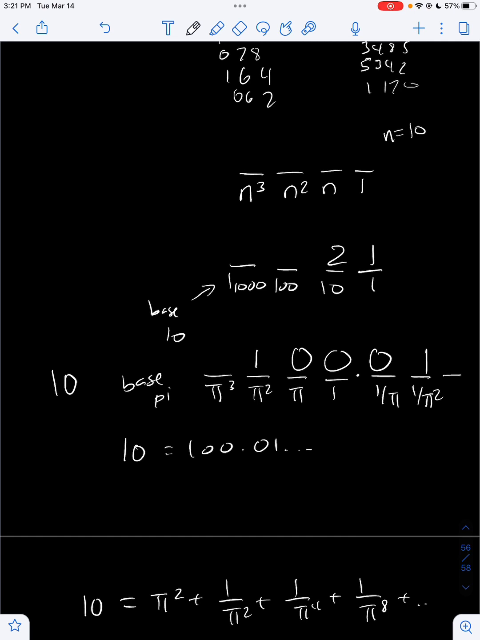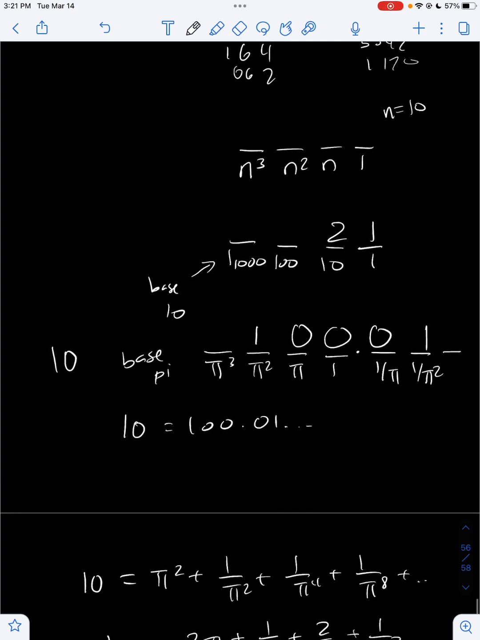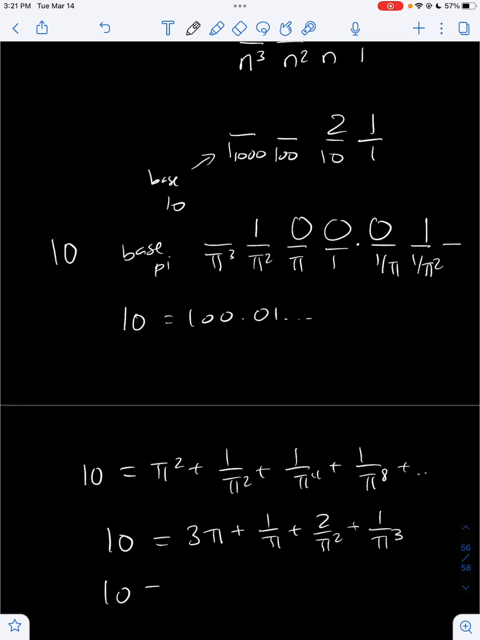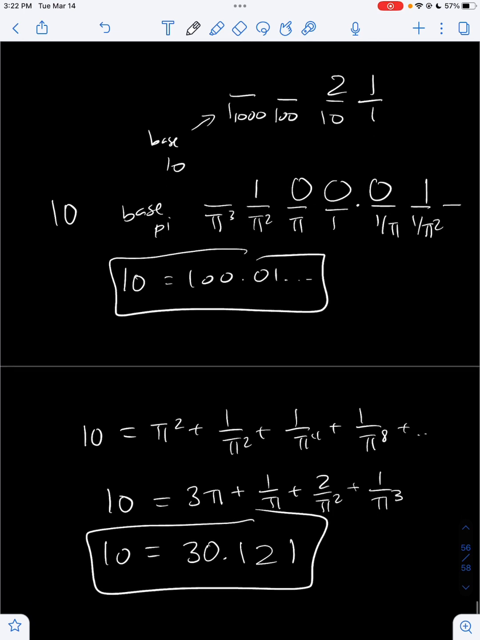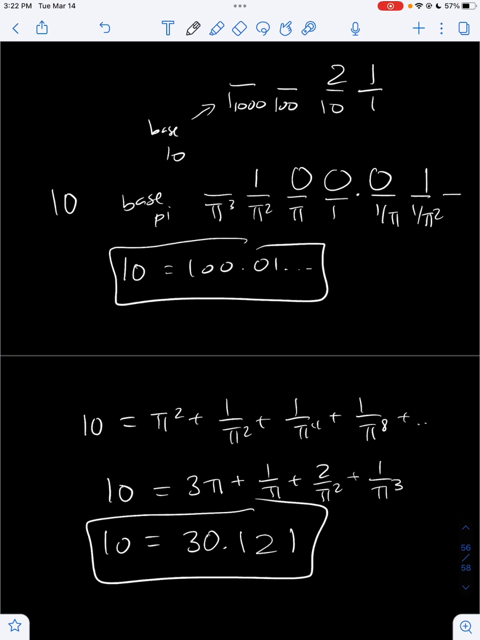Problem though is that we can choose a different series for pi. We can write out a different series for 10. We can write out 10 like this right over here. And in this case, 10 can be written as 3 pi's, 0 ones, 1 over pi, 2 1 over pi squared. So we can write 10 in 2 different ways in the base pi system. So this is the problem with the base pi system. There's a redundancy here.